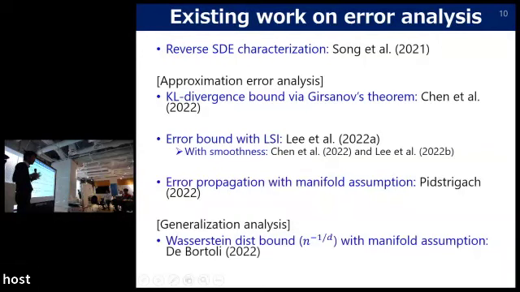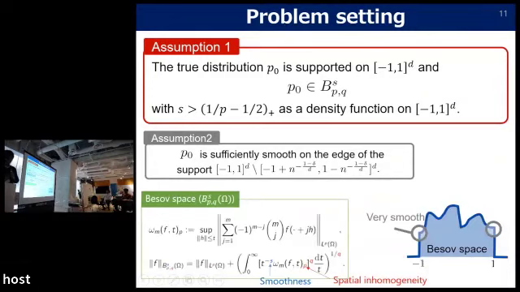For that purpose, we assume some conditions like this. Maybe these assumptions are a little bit strong, but this is the usual way in non-parametric analysis. First, we assume that the true distribution P0 has support on the unit cube in d-dimensional space, [-1, 1]^d. This is not so essential; we can relax these conditions. The next condition is more essential.